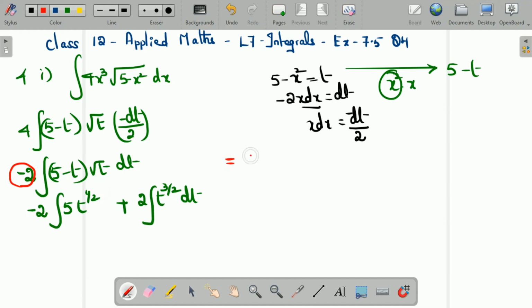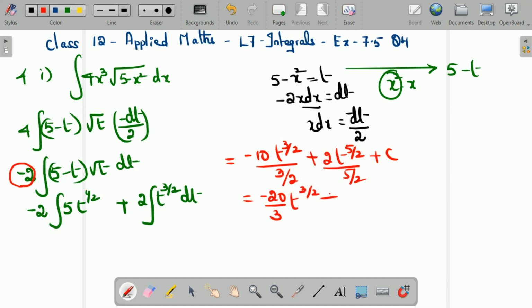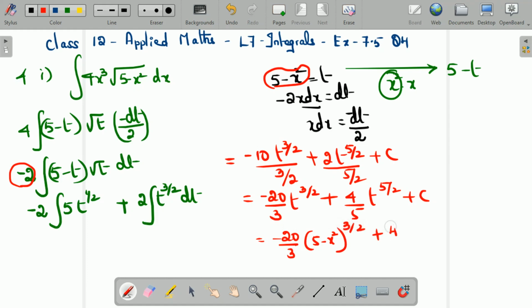So this can be written as 5 into 2 is minus 10, t to the power 3 by 2 by 3 by 2, plus 2 into t to the power 5 by 2 by 5 by 2, plus c. So firstly, let's rearrange: minus 20 by 3 t to the power 3 by 2 plus 4 by 5 t to the power 5 by 2 plus c. Now the t can be replaced back with 5 minus x squared. So minus 20 by 3, 5 minus x squared the whole power 3 by 2, plus 4 by 5, 5 minus x squared the whole power 5 by 2, plus c.